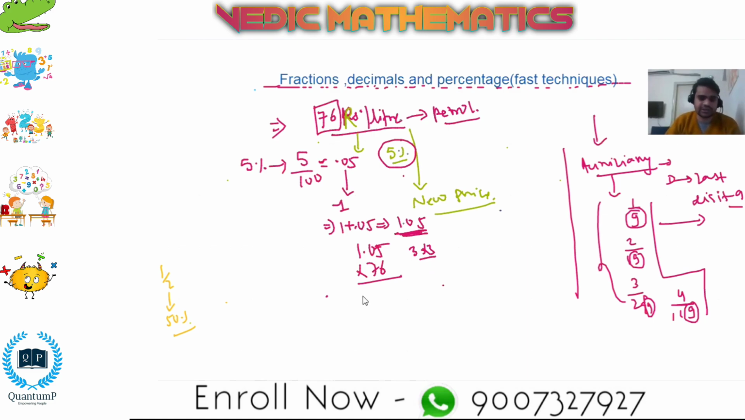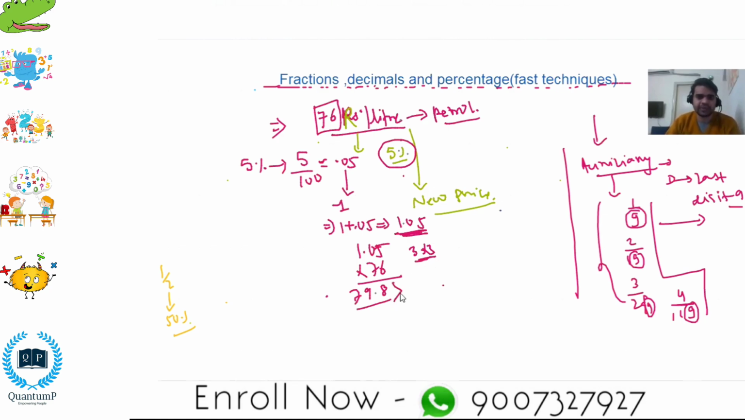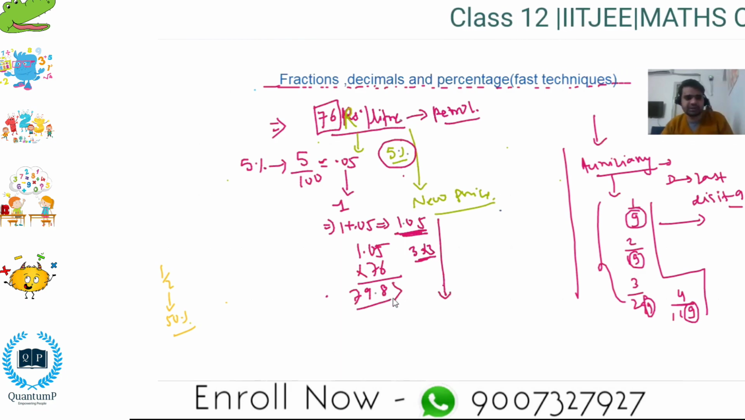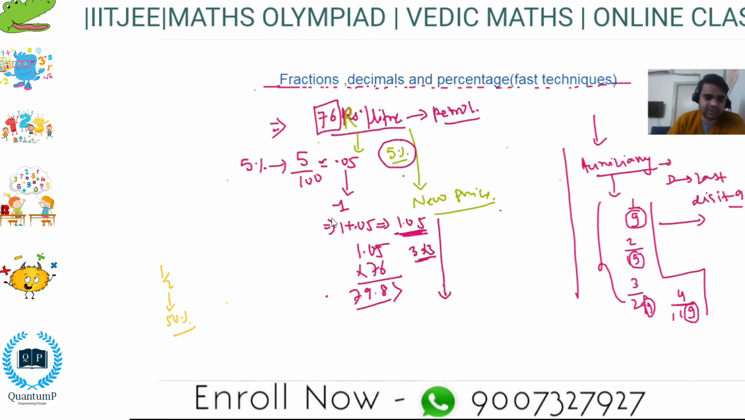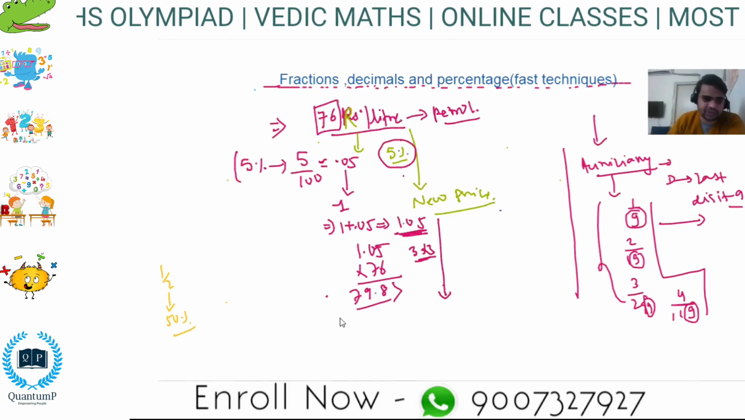Our answer will be 79.8, right, by the 3 cross 3 vertical crosswise method. Okay, so I have done this roughly, actually, 79.8. Okay, now see, this kind of process, this kind of approach you have to use.